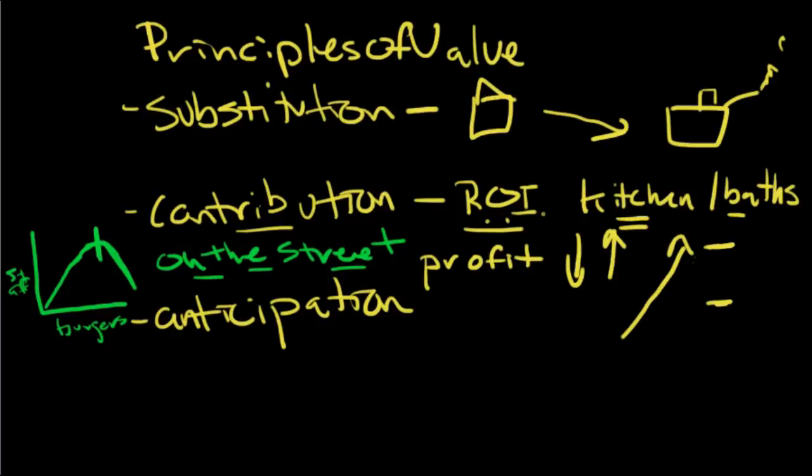So I think I hopefully made that point clear for you. And the last one is a very interesting one. That's called anticipation. So there is a principle of value that says that, hey, a property is worth, let's just say, $100,000 today, but in the future, something's coming along that's going to make that property worth much more.